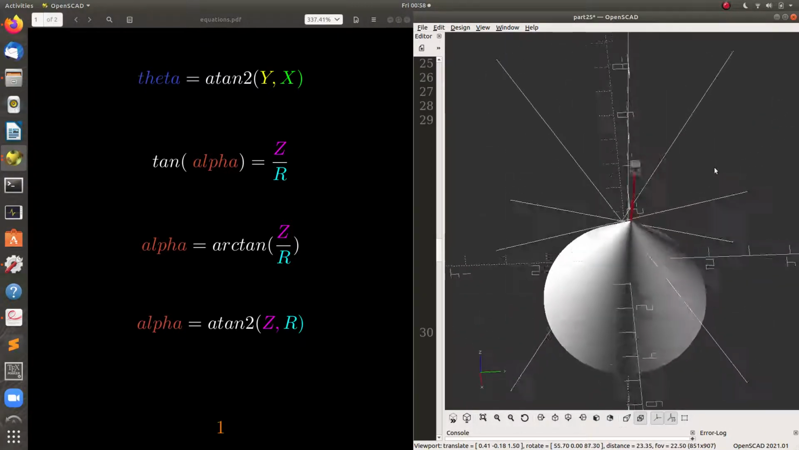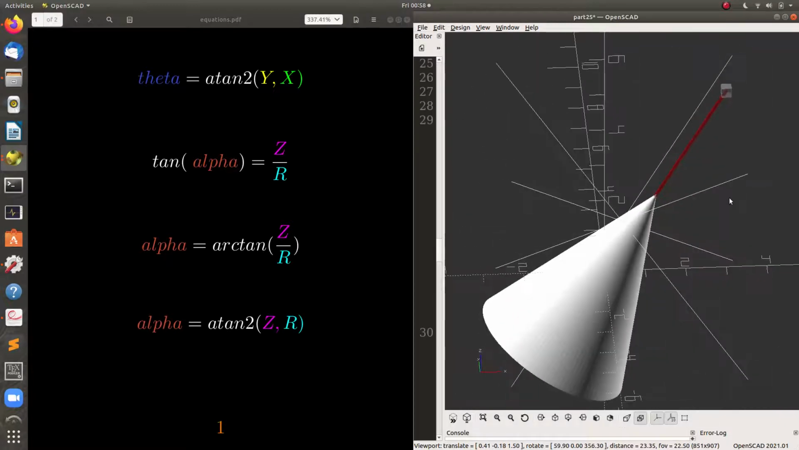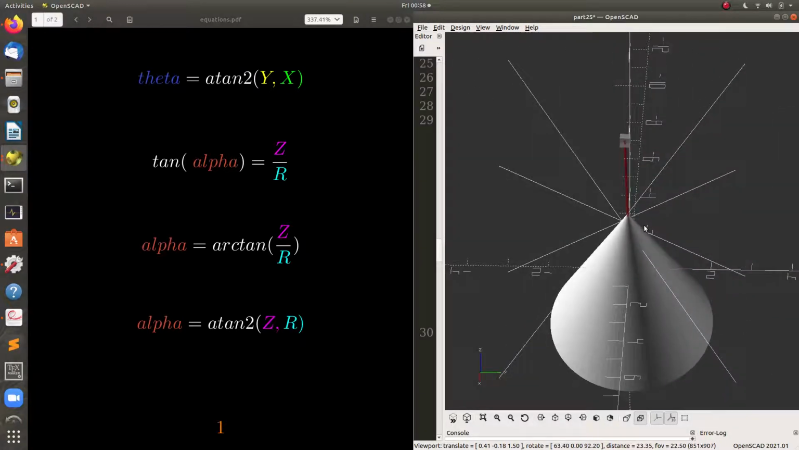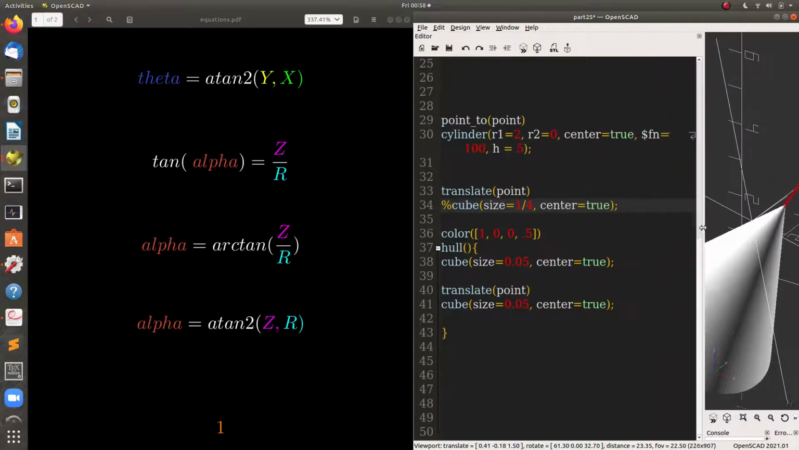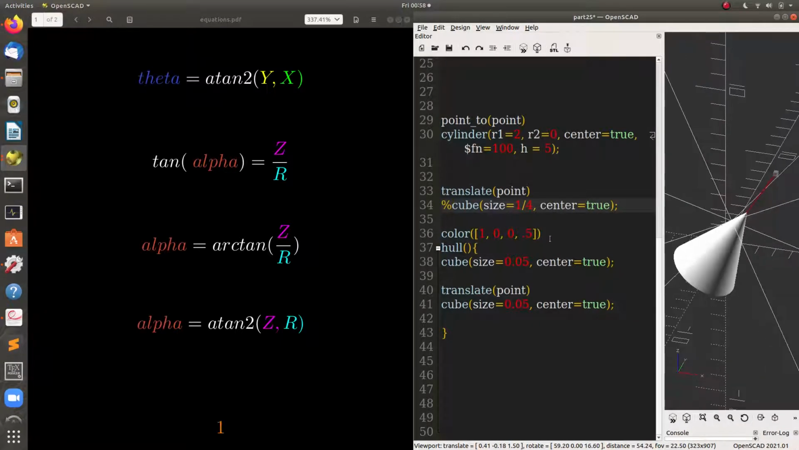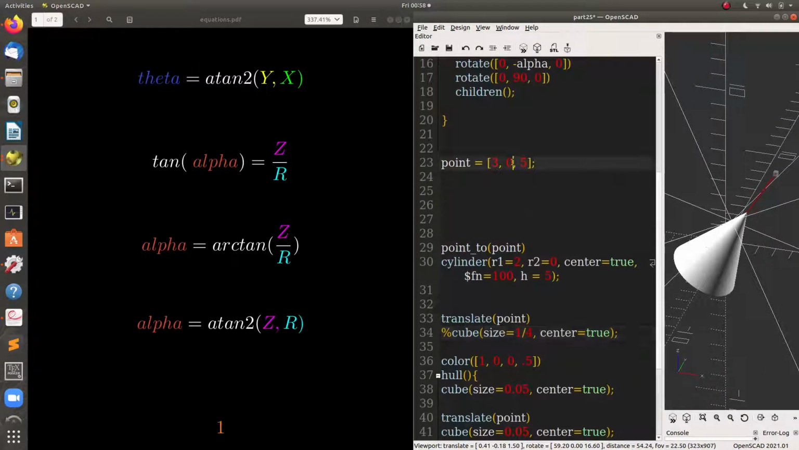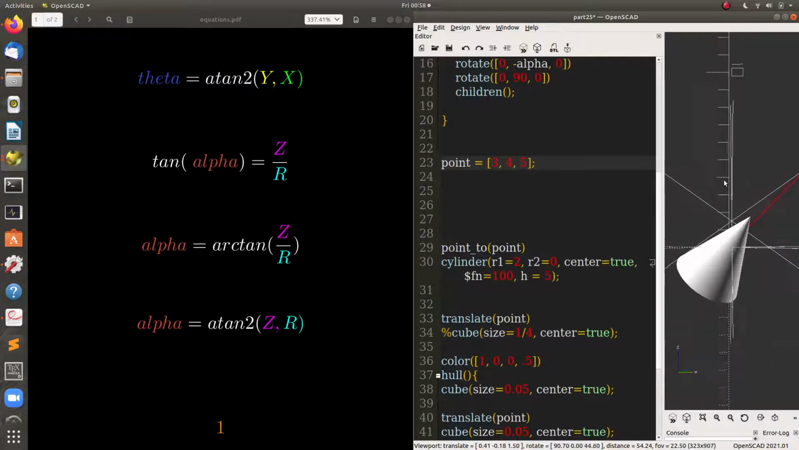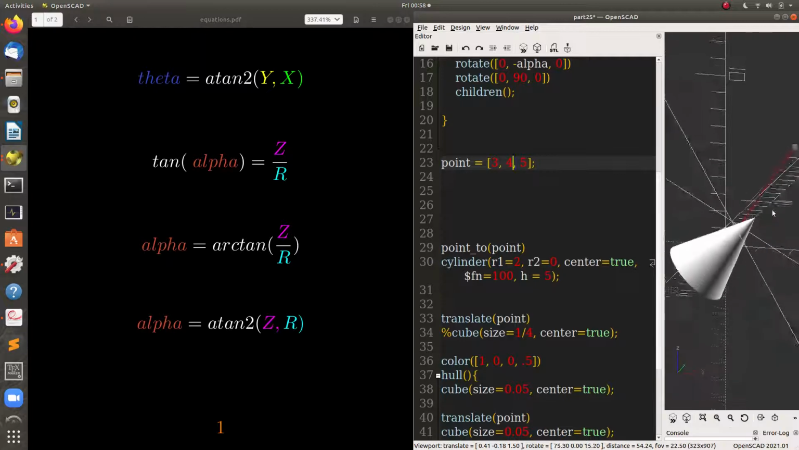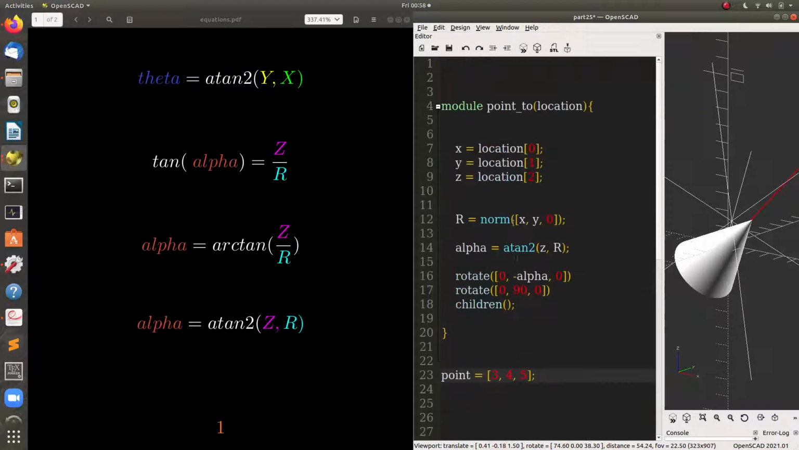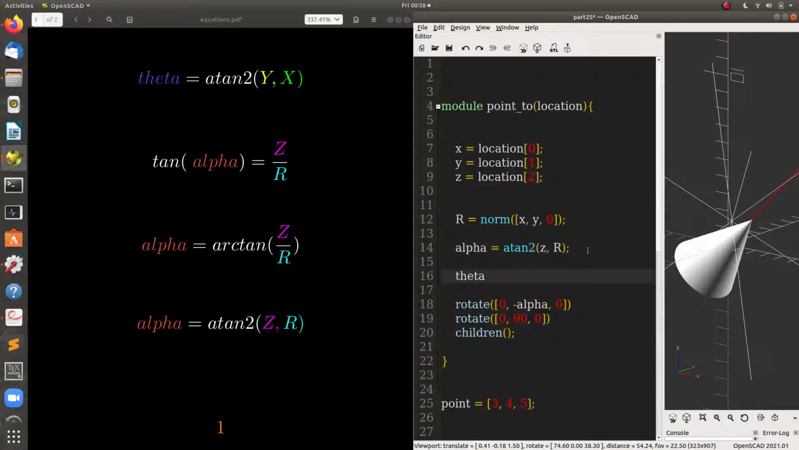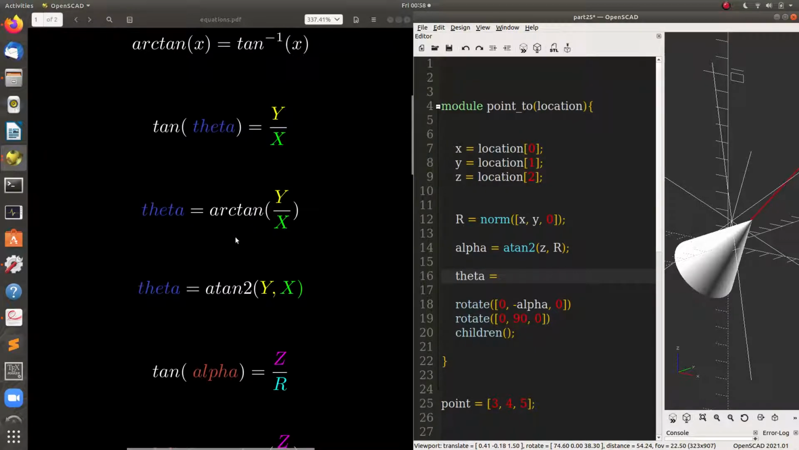And so we've got half the battle, because it's just constrained to the XZ plane right now, but we want to be able to point it to any point in space, so we need to work in theta. So let me move this back to being 4. Now it's not aligned, but that doesn't matter right now. Okay, so next we want to calculate theta. Again, we go to our equations, and theta is equal to the arctangent of y, x.